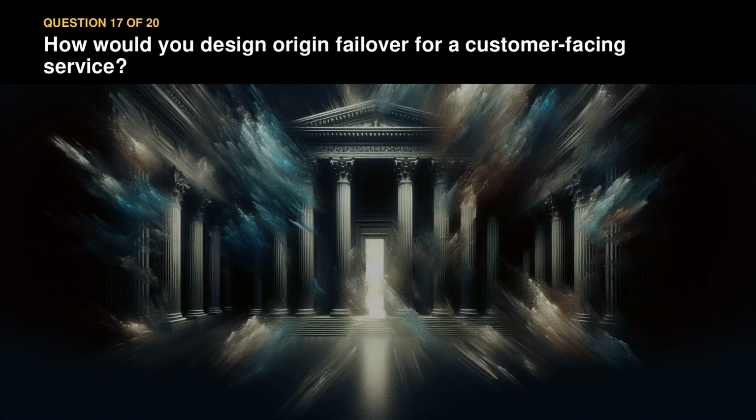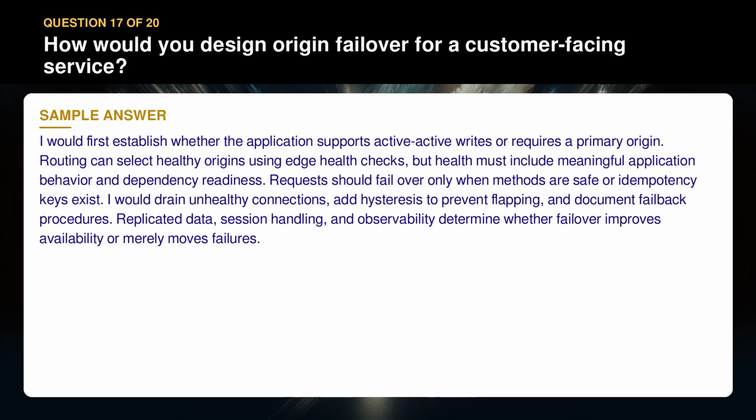Question 17. How would you design origin failover for a customer-facing service? I would first establish whether the application supports active-active writes or requires a primary origin. Routing can select healthy origins using edge health checks, but health must include meaningful application behavior and dependency readiness. Requests should fail over only when methods are safe or idempotency keys exist. I would drain unhealthy connections, add hysteresis to prevent flapping, and document failback procedures. Replicated data, session handling, and observability determine whether failover improves availability or merely moves failures.